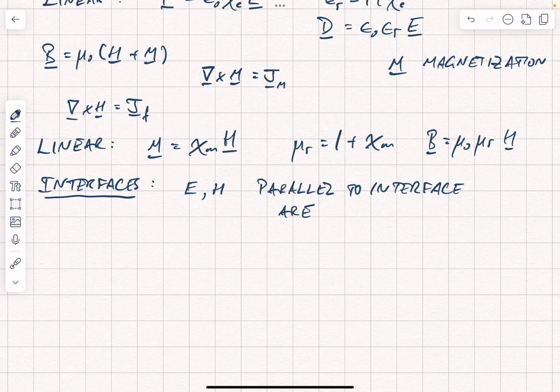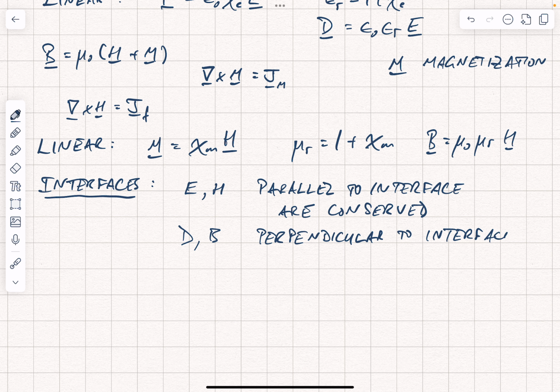and we should note that for H that is only true when there are no free currents, and for D and B it's components perpendicular to the interface which are conserved, and for D that's only true where there is no external charge at that interface. Those are important boundary conditions which we'll return to.